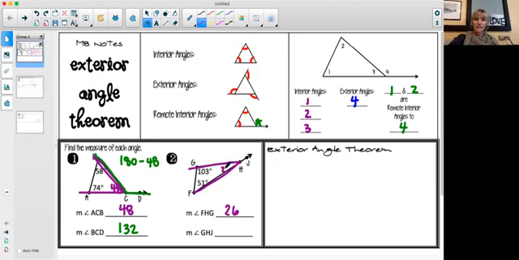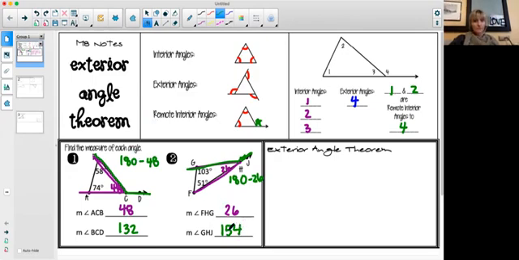So this interior angle here is 26 degrees, which means in order to find the measure of angle GHJ, which I can see is this exterior angle right here, this large obtuse exterior angle, again, I can subtract from 180, do 180 minus 26. And that tells me the measure of angle GHJ is 154 degrees.